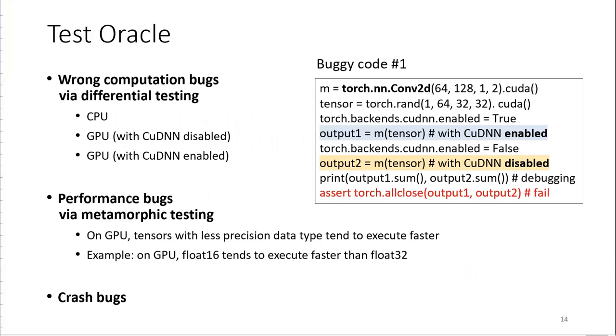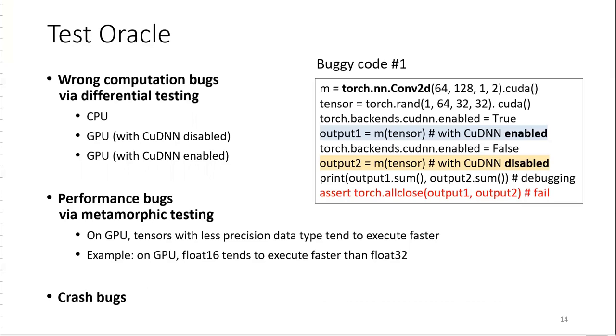Our insight is that on GPU, tensors with less precision data type should execute faster. For example, API invocation with float16 tensors should execute faster than float32 tensors on GPU. Also, FreeFuzz can detect crash bugs.